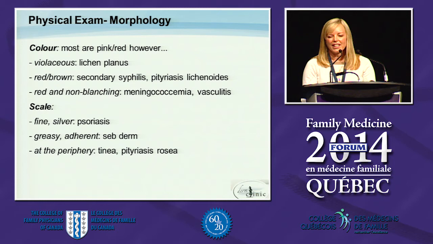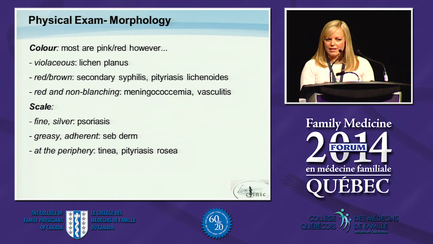So color doesn't help us a lot, right? Most of our rashes are pink, but there are a few outliers. So we mentioned the lichen planus is more violaceous or purple. So if you see a purple rash, that's going to help you. We talked about the red-brown that we would see more often with secondary syphilis, also with pityriasis lichenoides. And then our red non-blanching rashes, we think of meningococcemia or just vasculitis in general.